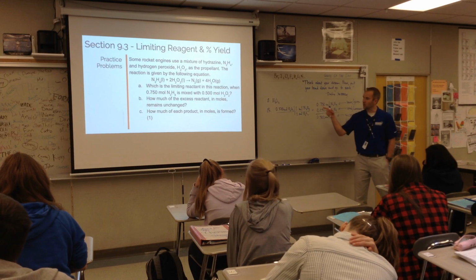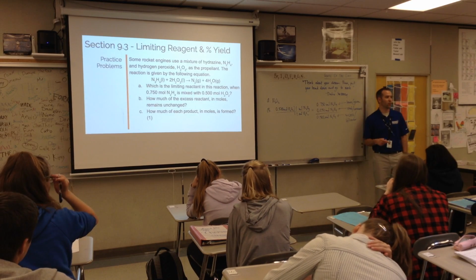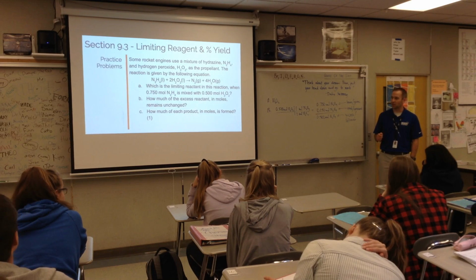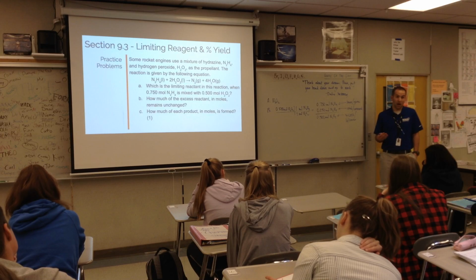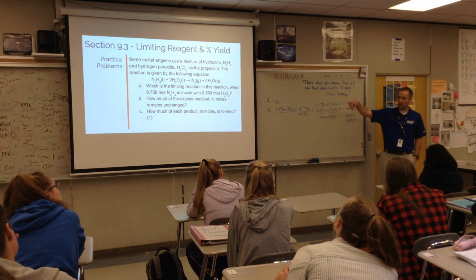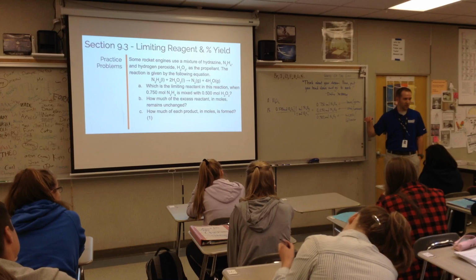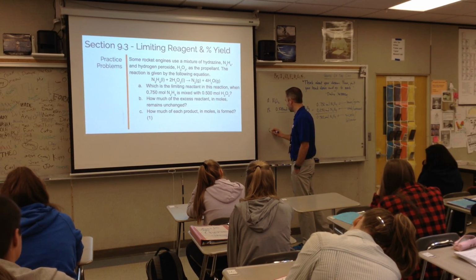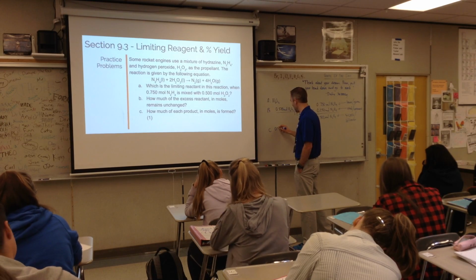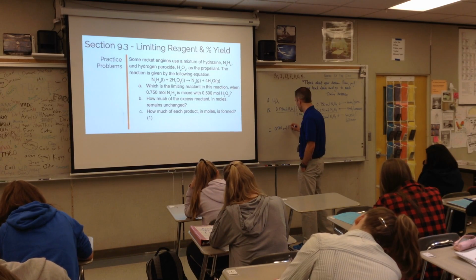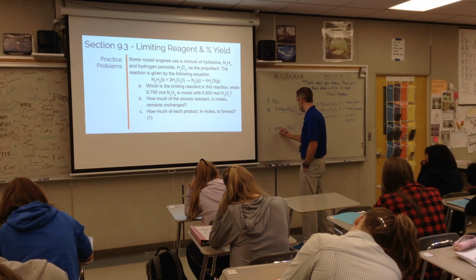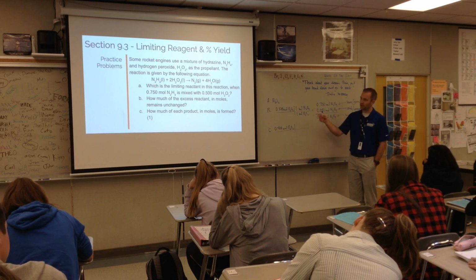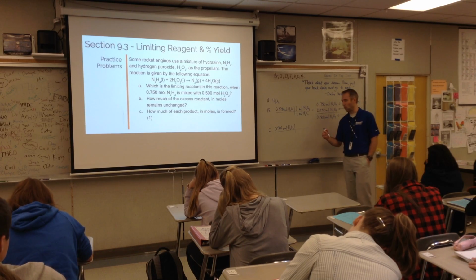Okay. So then question C. And you're all about saving work, right, Connor? No. Okay, good. All right, so how much of each product in moles is formed? So now we're just going to do a limiting reactant calculation to figure out how much of each of our products is formed, both nitrogen and water. So we're going to take our 1/2 mole of hydrogen peroxide and convert that into moles of nitrogen and into moles of water.